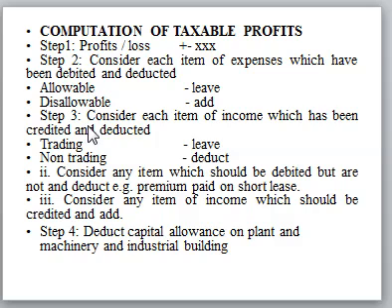Step number 3, consider each item of income which has been created. So look at your incomes which were added to your profit. If the income is allowed, or if it is a trading income, you leave. If it is non-trading, then we less. Also consider those expenses which should have been debited to your profit and loss and were not debited, you less. And also consider those incomes which were supposed to be added and were not added, and then you add.